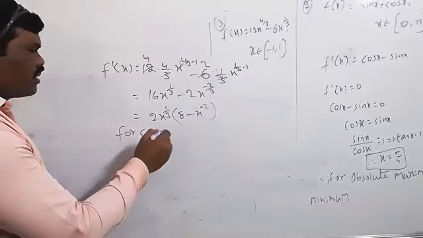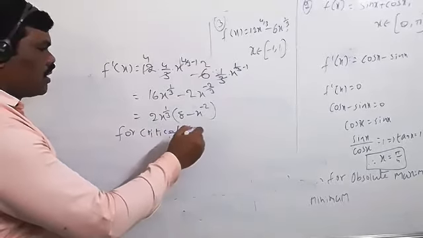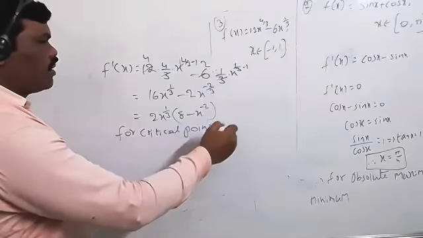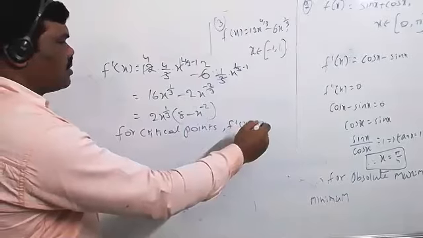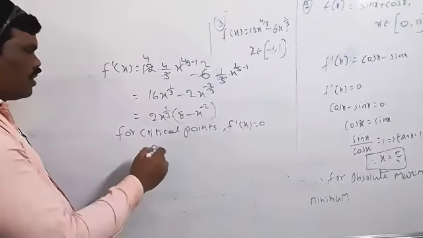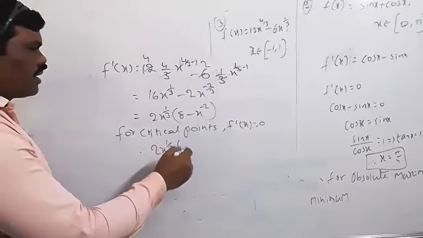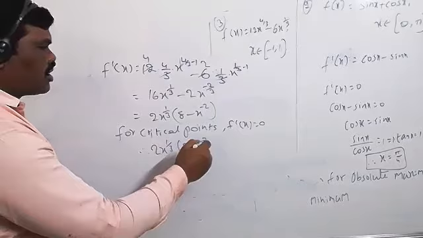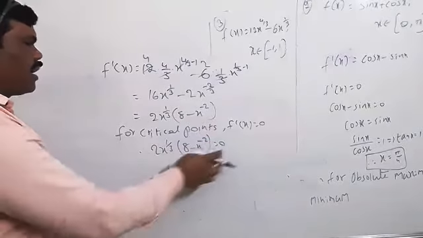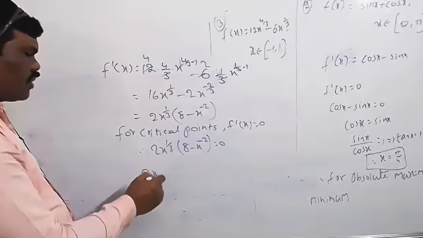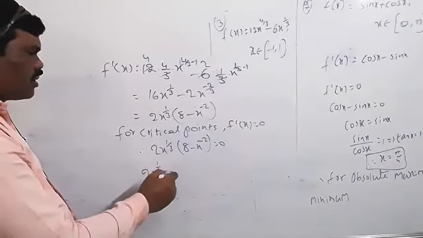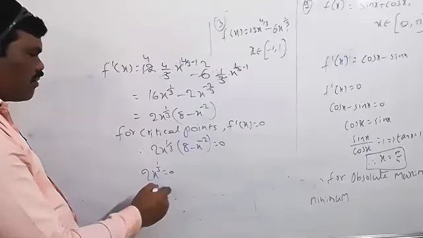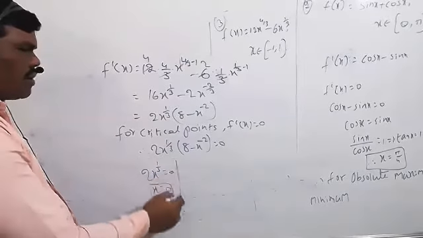For critical points, f dash of x equal to 0. So therefore 2 into x power 1 by 3 into 8 minus x power minus 2 equal to 0. Clearly write this one, no? One thing is 2 into x power 1 by 3 equal to 0. That means clearly we get x equal to 0, one value.